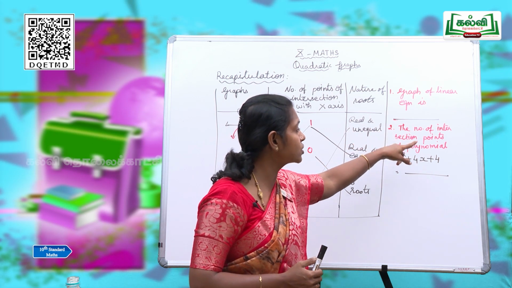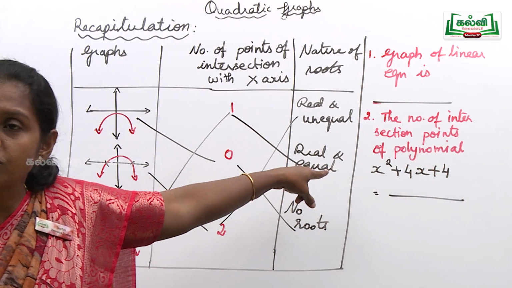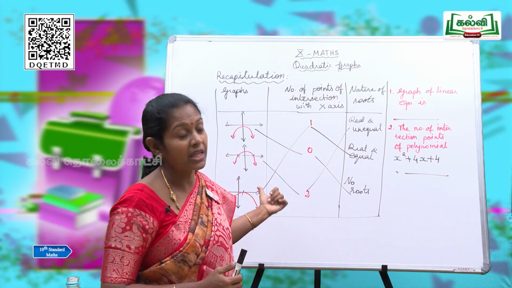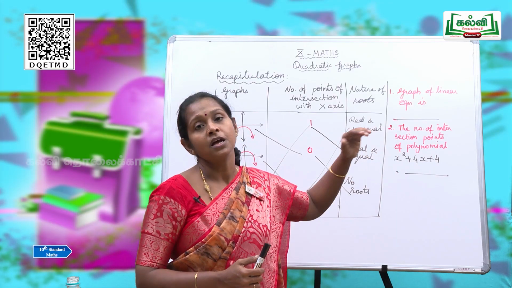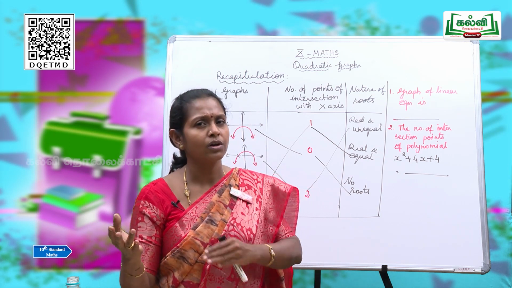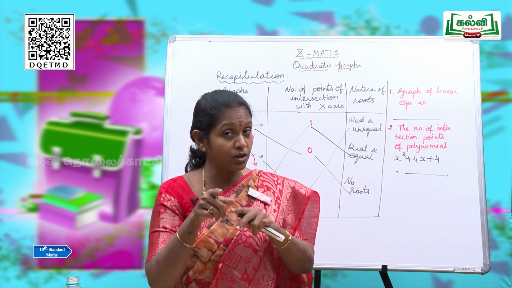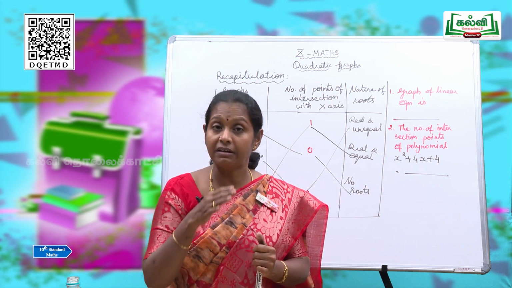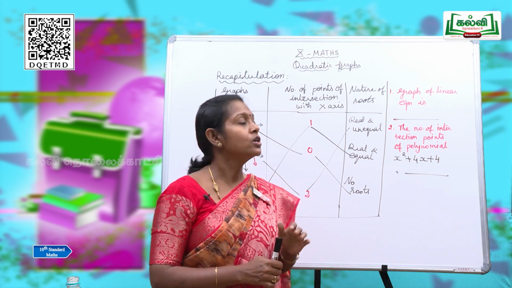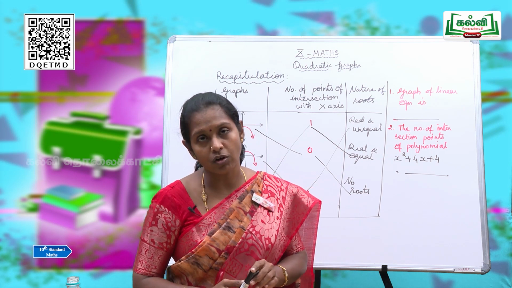The number of intersection points of the polynomial x squared plus 4x plus 4. See, in this question, they didn't give you a graph like this. They have given an equation, x squared plus 4x plus 4. So just factorize it. 2 twos are 4, 2 plus 2 is 4. So both roots are the same, 2 and 2. That means both are real and equal roots. Very good. If you check like this, then only you will understand whether you understood the concept or not.